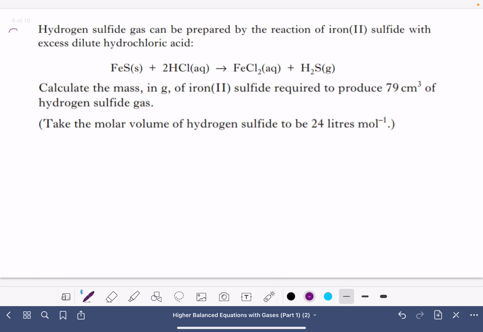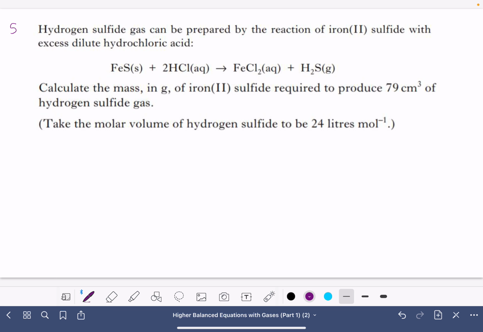Question 5. Hydrogen sulfide gas can be prepared by the reaction of iron 2 sulfide with excess dilute hydrochloric acid. So we've got our balanced equation here, and we're asked to calculate the mass in grams of iron sulfide required to produce 79 centimetre cubed of hydrogen sulfide gas.